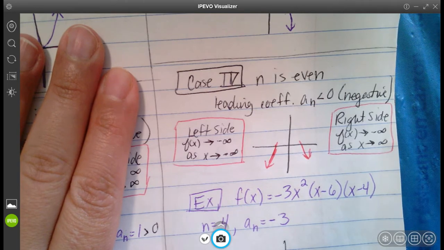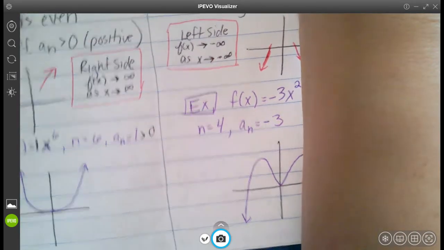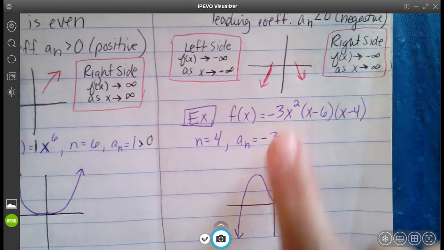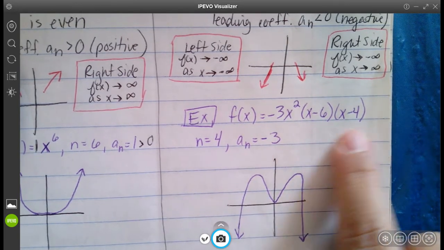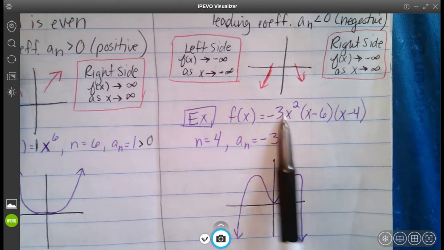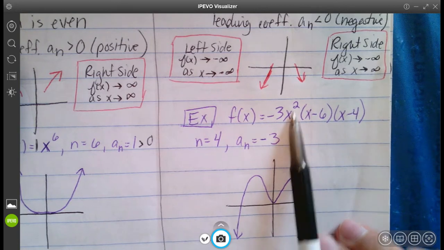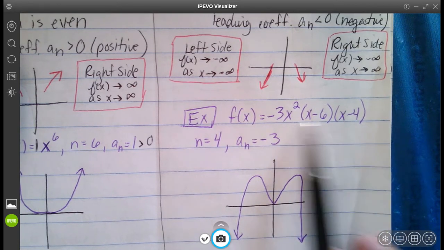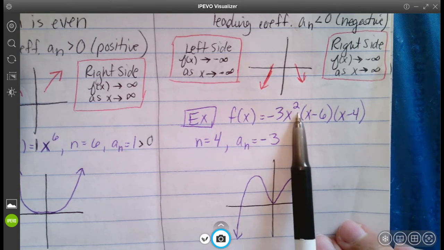For this one, I included a more weird looking function just so you can get the idea. So this one is f of x equals negative 3x squared times x minus 6 times x minus 4. And the degree is actually 4, because if you were to multiply this out, which I didn't, I could have, but I didn't, you would have x squared times x times x, and that would be our highest degree. So it would be negative 3x to the 4th power.